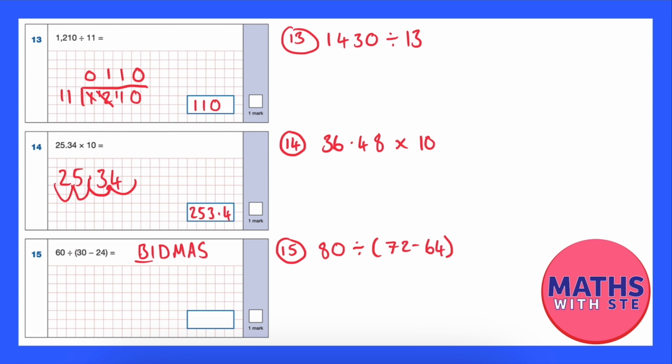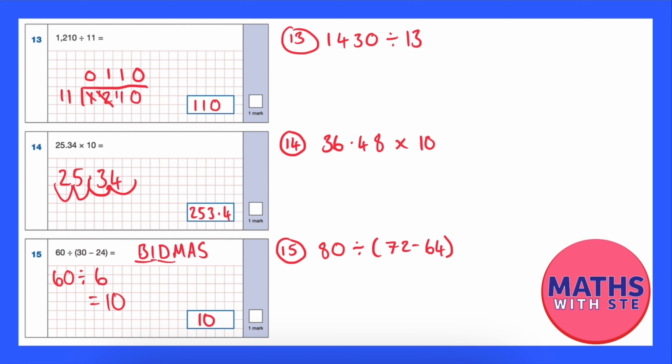So I can leave the 60 divided by, and now I'm just going to do the things in the bracket. 30 take away 24 will leave you with 6. Now, there's no indices, but there is a division: 60 divided by 6, which equals 10. So the answer to that one is 10. Right, there's 3 there for you to have a go at. Pause the video, and then I'll go through the answers.